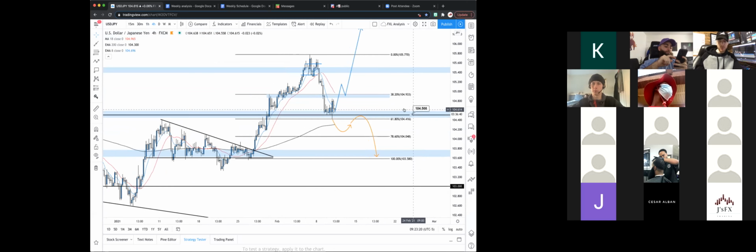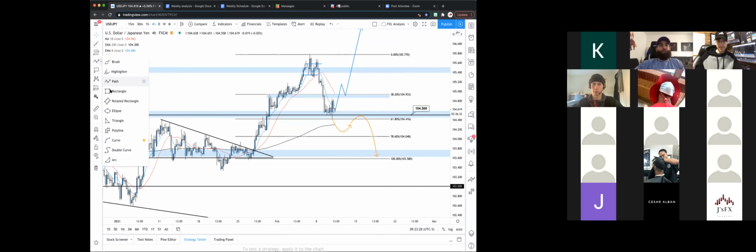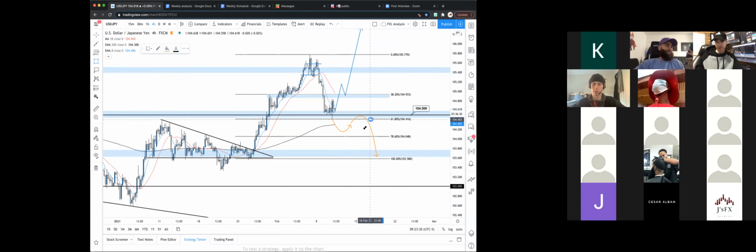Because this is no light level, guys. This is a very significant level, 104.5. So if we start seeing lower highs below that, we're going to short it. Like so, right in this area.